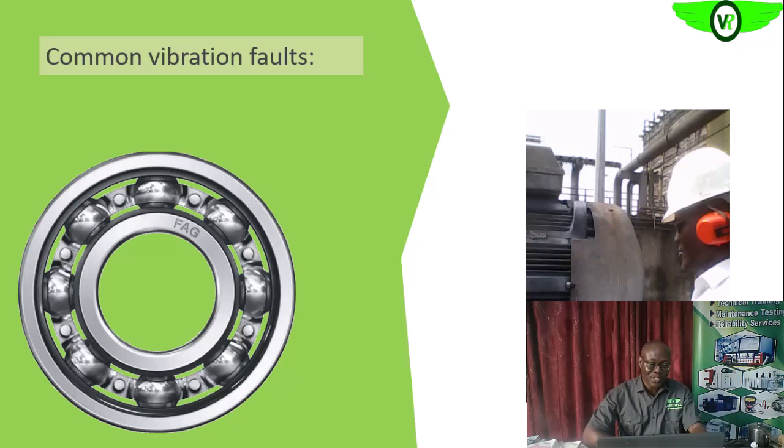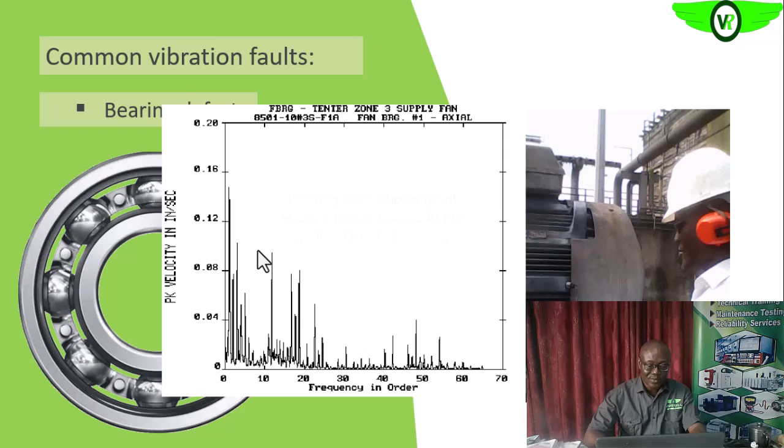Then fourth, with your bearing. This rolling element bearing, these are the balls. In this one we have 1, 2, 3, 4, 5, 6, 7, 8 balls, which means that faults on this bearing, we will see at that bearing frequency range, which is 8 times the turning speed of the equipment, because we have 8 balls. So that is the area we will get the bearing defect.